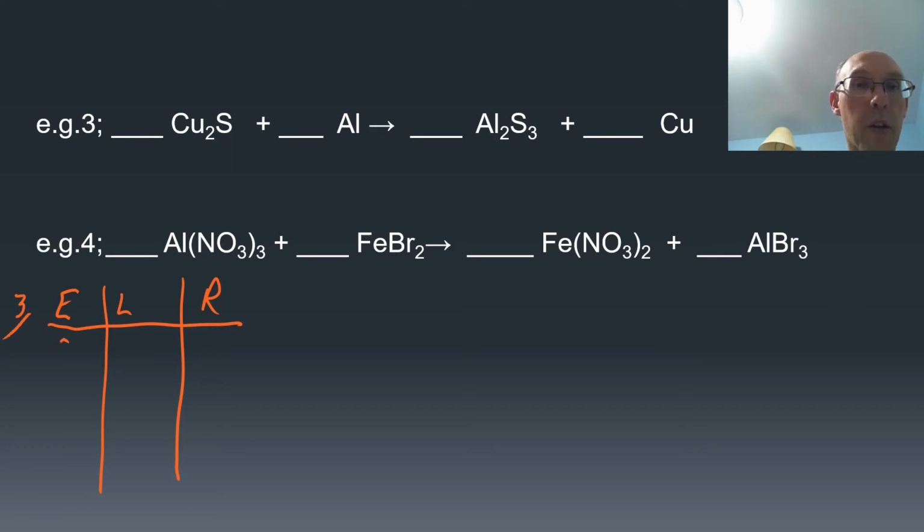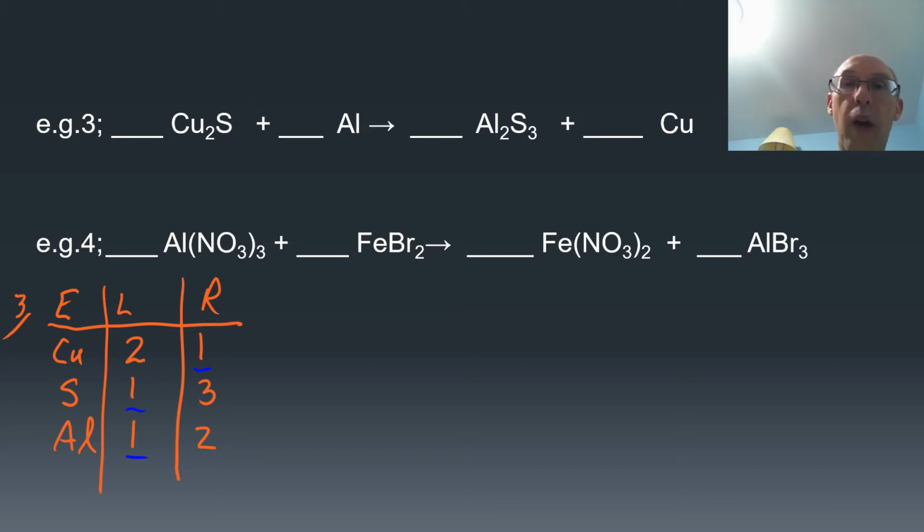This time around I've got copper, sulfur, and aluminum. On the left side I have 2, 1, and 1. The right hand side I have 2 aluminum, 3 sulfur, and 1 copper. So this one's a mess. I've got not enough copper on the right, not enough sulfur or aluminum on the left.